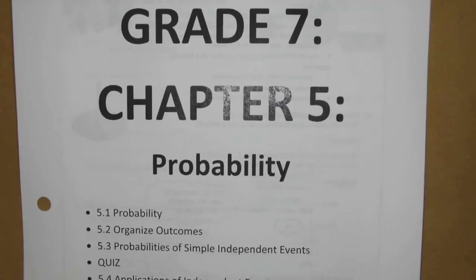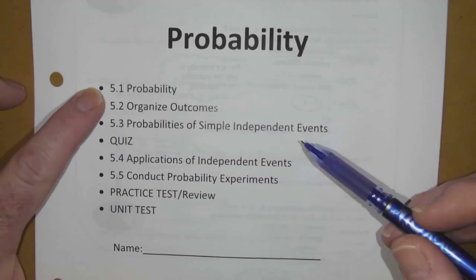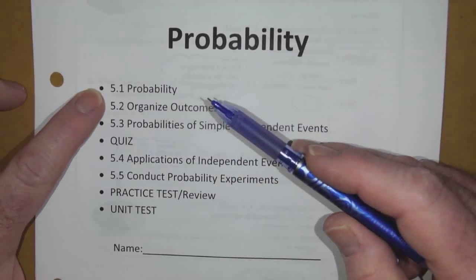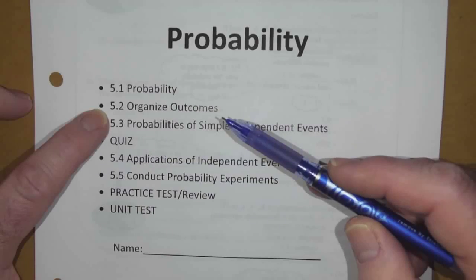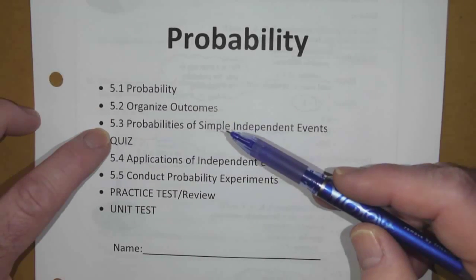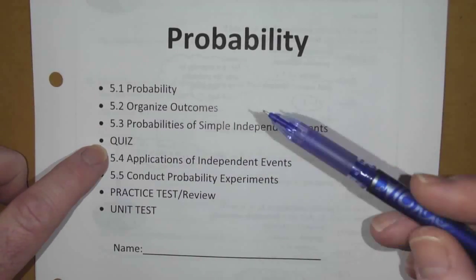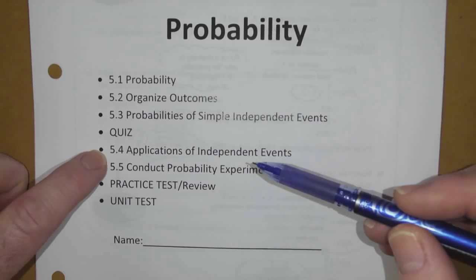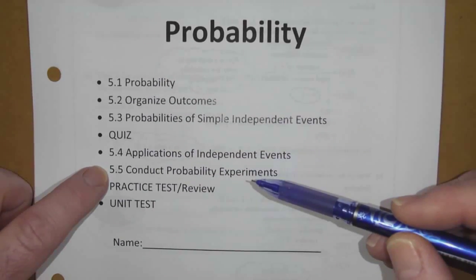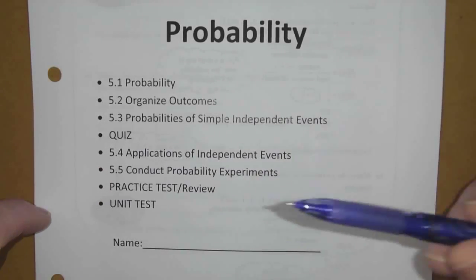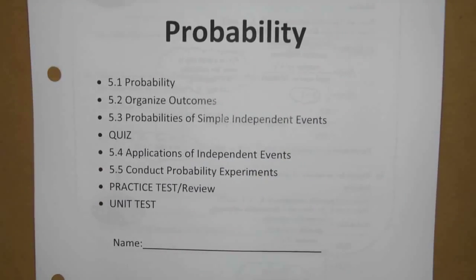All right, grade 7. So we're going to start chapter 5, probability. In this chapter, we've got 5 sections. 5.1 is probability. 5.2 is organizing outcomes. 5.3 is probabilities of simple independent events. Then we'll have a quiz. Then we'll deal with 5.4, applications of independent events. 5.5 is conduct probability experiments. Then we'll do some review and follow up with a unit test. So let's start with 5.1.